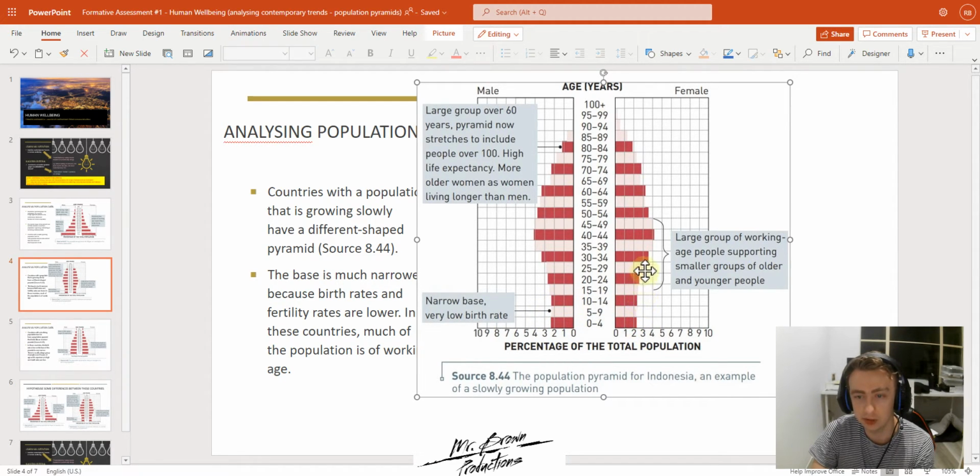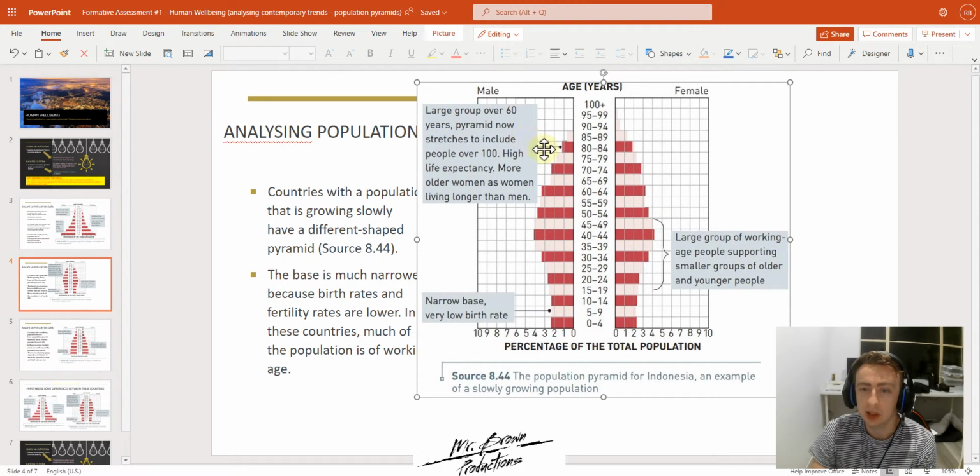Now we can see here that the majority of people in this country are between the ages of 35 and 54, sorry. So that's where the bottleneck of the population pyramid is. So what this indicates to me is that there's a large group of working age people to support both the smaller groups here down the bottom, the younger groups, but also the elderly here.